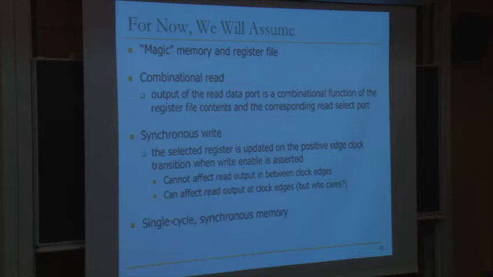And we're going to assume single cycle synchronous memory. Okay? And contrast this later with memory that tells when the data is ready, which is asynchronous memory. It's not single cycle anymore. It could be many, many cycles. So memory can have a ready bit indicating the read or write is done. You give an address to memory and keep polling that ready bit. And once that ready bit is set, you know that you have the data.